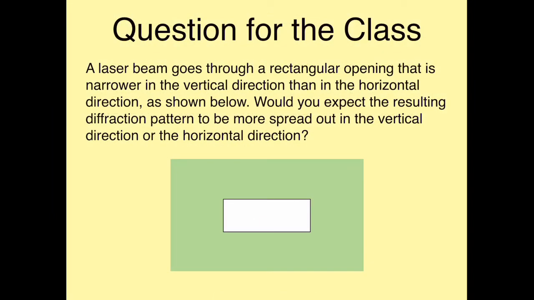Okay, so here's another example dealing with diffraction. This one is a little bit more conceptual. So we have a laser beam which goes through a rectangular opening that is narrower in the vertical direction than it is in the horizontal direction. So here's the vertical size of the opening, here's the horizontal size. It's bigger in the horizontal direction. That's the idea. So would you expect the resulting diffraction pattern to be more spread out in the vertical direction or in the horizontal direction? So take a minute to think this through, pause the video, see what you get, and then come back to it.